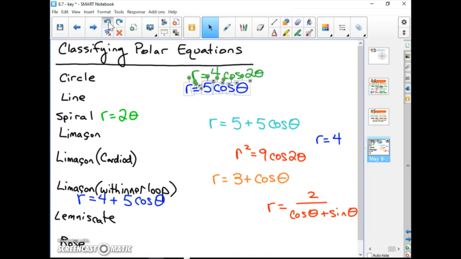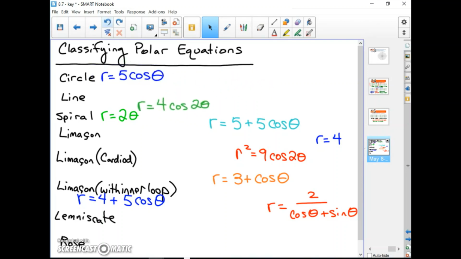The one with just theta by itself is going to be the circle. The one with the 2 in front of it is going to be a rose. And not only is it a rose, I can tell because of that 2 that it's going to have twice that many petals. It's going to have 4 petals.